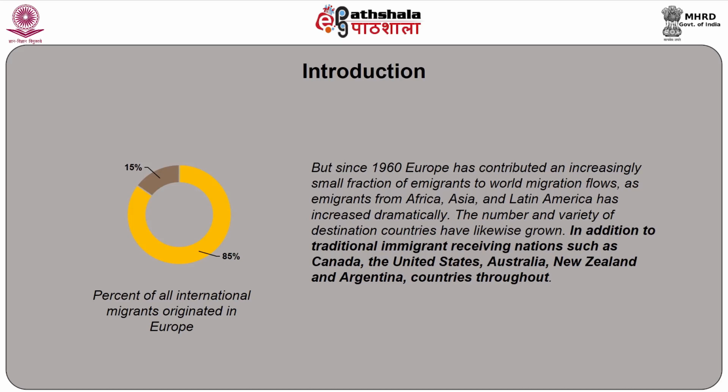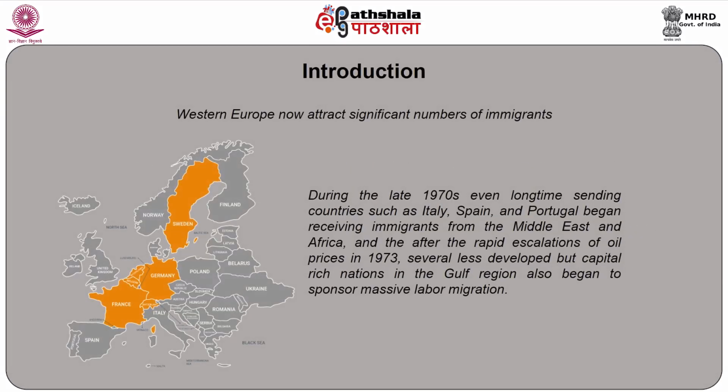In addition to traditional immigrant receiving nations such as Canada, the United States, Australia, New Zealand and Argentina, countries throughout Western Europe now attract significant numbers of immigrants, notably Germany, France, Belgium, Switzerland, Sweden and the Netherlands. During the late 1970s, even long-time sending countries such as Italy, Spain and Portugal began receiving immigrants from the Middle East and Africa. And after the rapid escalation of oil prices in 1973, several less developed but capital-rich nations in the Gulf region also began to sponsor massive labor migration.